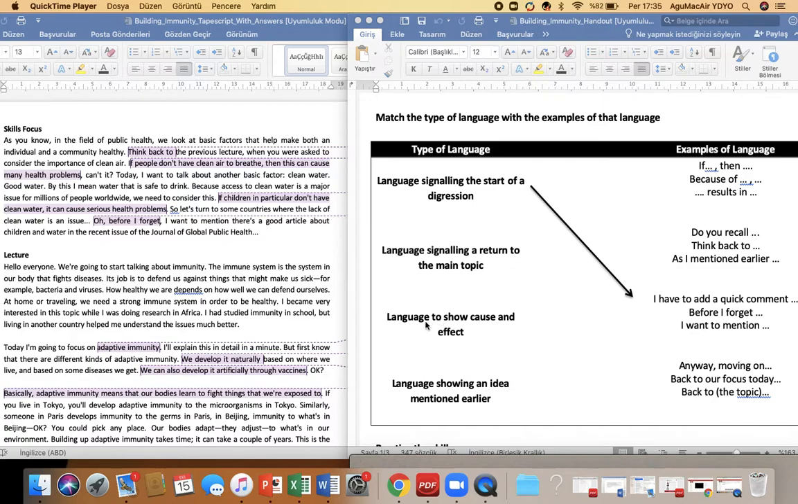And the next one is language to show cause and effect. So look at these phrases. We have if, then, because of, results in, right? When you see these, you can understand that there is a cause and effect here. And the last one is language showing an idea mentioned earlier, right? So do you recall? Recall means remember here. Do you recall? Think back to, as I mentioned earlier. So when you hear these phrases, you can understand that the lecturer focuses on an idea mentioned earlier, right?